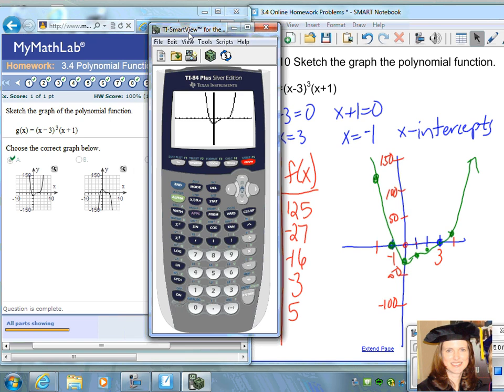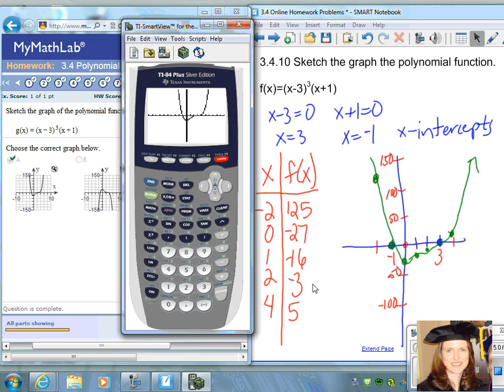It looks similar to how we graphed it without a calculator by making a table of values and plotting those x-intercepts.